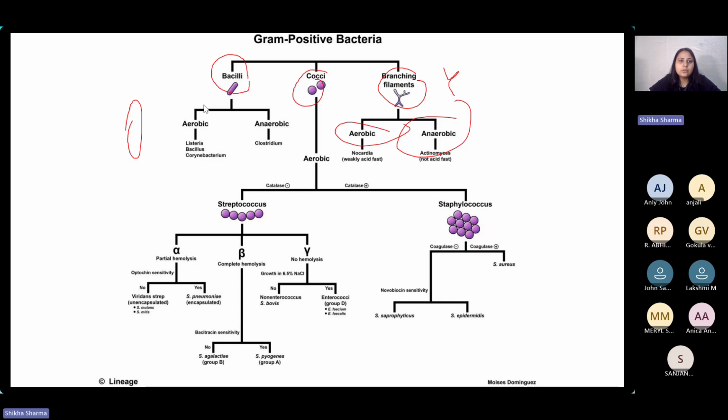Then in bacilli also, it can be aerobic or anaerobic, and aerobic is Listeria, like that. And cocci shaped aerobic is there. Then if it's catalase positive, it can come under Staphylococcus. And if it's catalase negative, it can come under Streptococcus, which is further classified as alpha, beta, and gamma, and there is further classification of that.